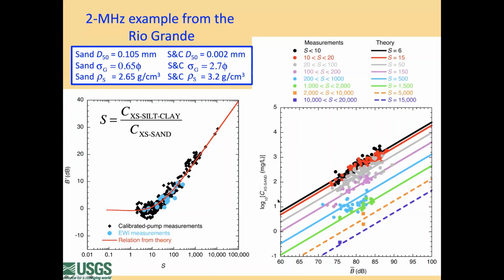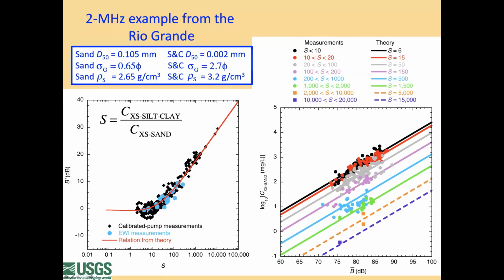I'm not going to even attempt to go through it, but I just want to show you right now that this is the ratio of silt and clay to sand in suspension, going from very small amounts to much more, 1,000 times more silt and clay than sand here. This is our B prime that we defined in that previous slide. This is the theoretical curve.